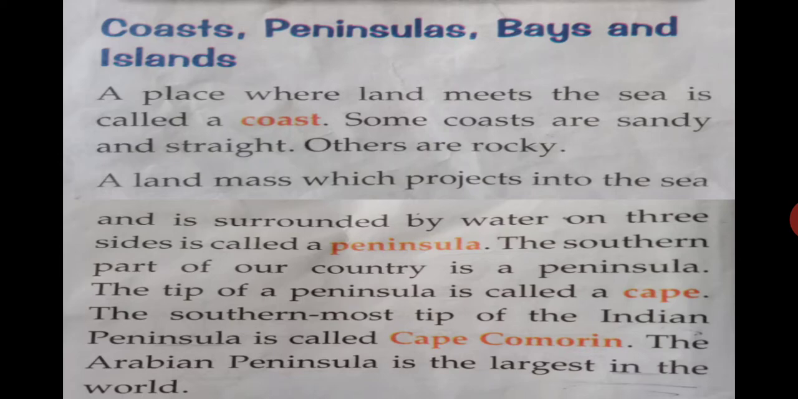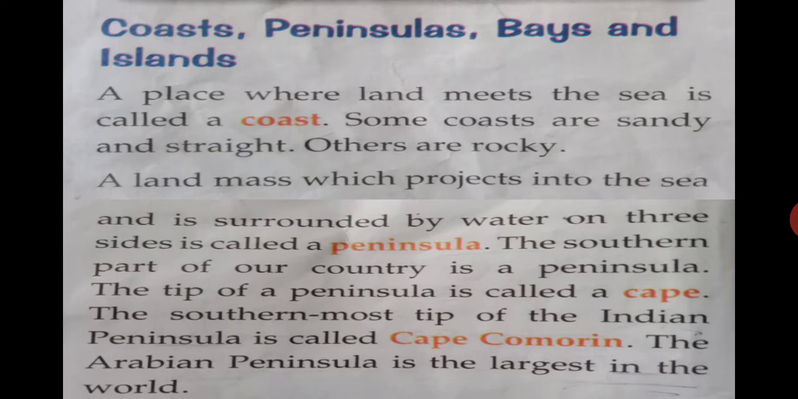The land mass which projects into the sea and is surrounded by water on three sides is called a peninsula. The southern part of our country is a peninsula. The tip of a peninsula is called a cape. What is a peninsula? A peninsula is a piece of land which is surrounded by water on three sides.